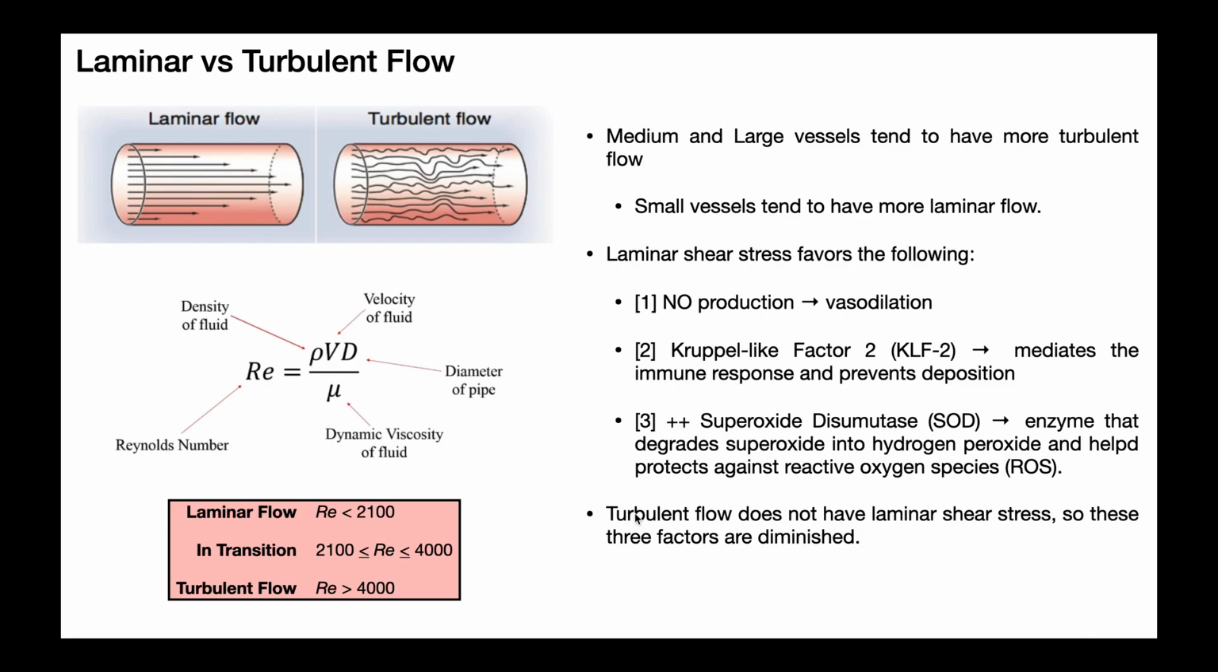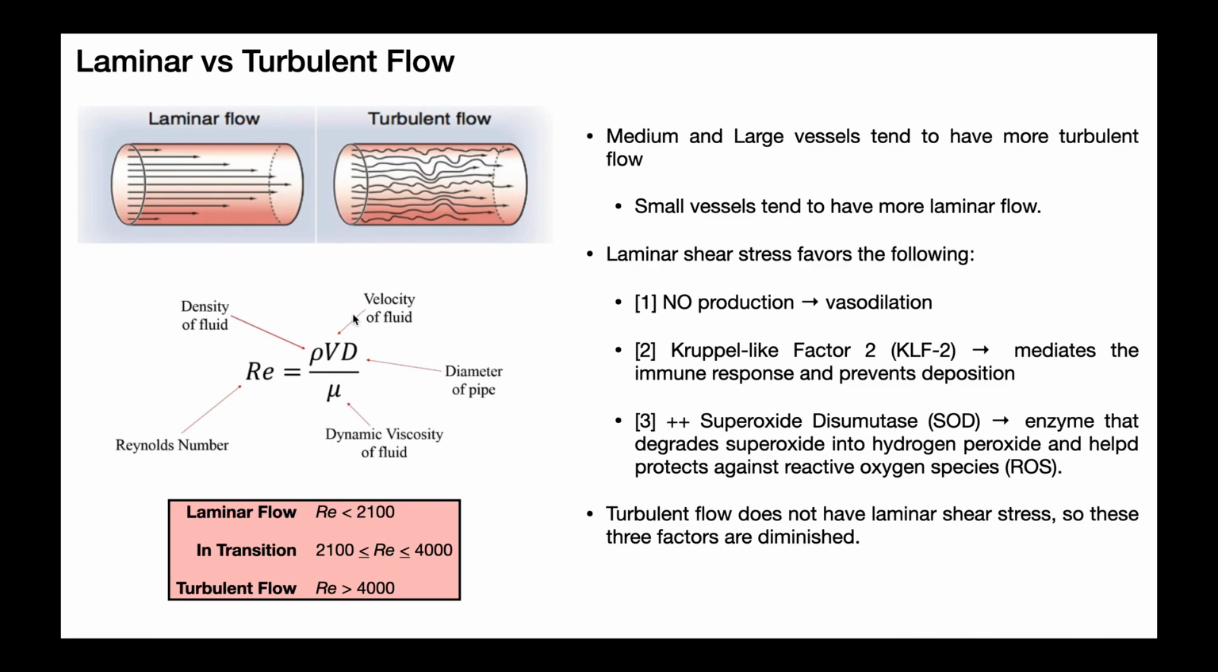Now, areas where we have turbulent flow do not have laminar shear stress, and so these three things are going to be diminished. And that's going to come to play in a few minutes. But the other thing I also want to mention is that places where we tend to have turbulent flow are where the vessel radius is larger. So medium and large vessels tend to have more turbulent flow. So smaller vessels are going to have more laminar flow.